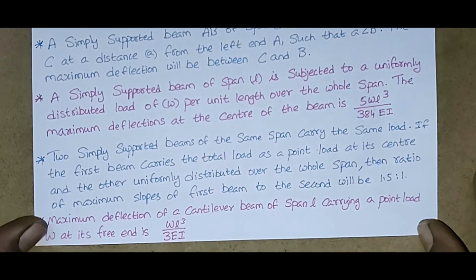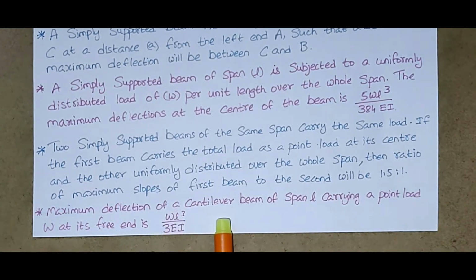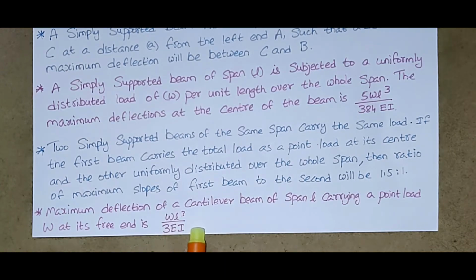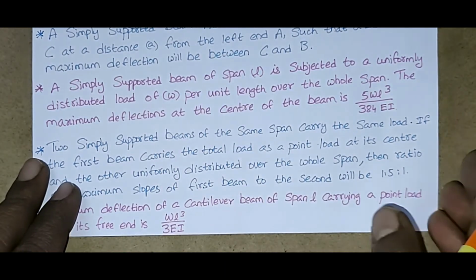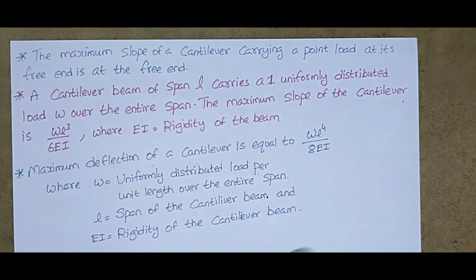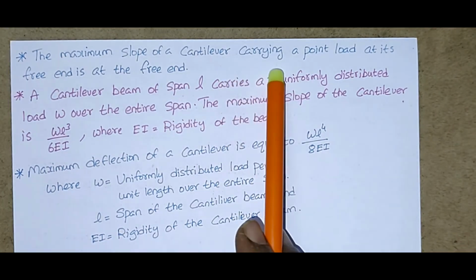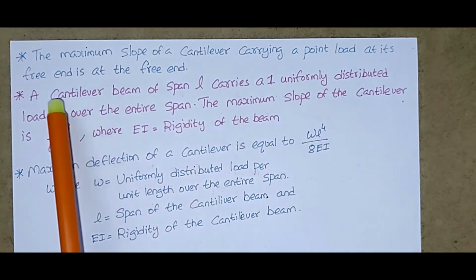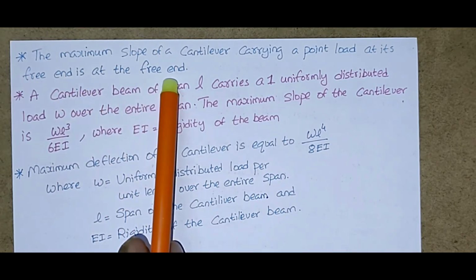Maximum deflection of a cantilever beam of span L carrying a point load W at its free end is WL cube by 3 EI. Here EI is the rigidity of the cantilever. The maximum slope of a cantilever carrying a point load at its free end is at the free end.